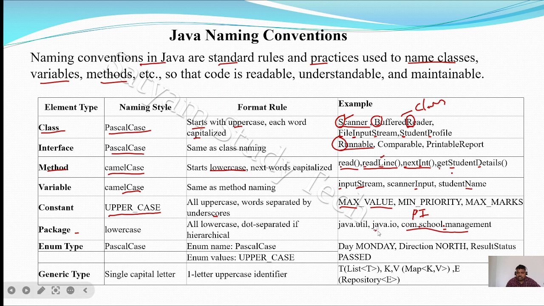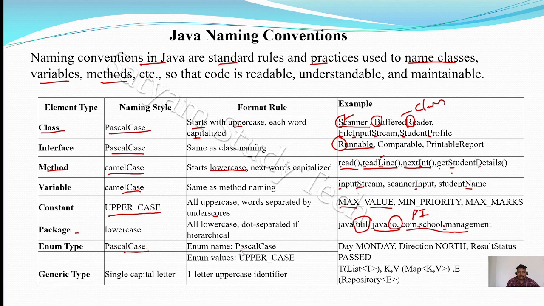So you can see this is java.io. It is a predefined package. Here io is a package, and any package name is in lowercase. Here also you can see java.util. Util is also lowercase. That is packages. Like enum, it also follows the Pascal case.